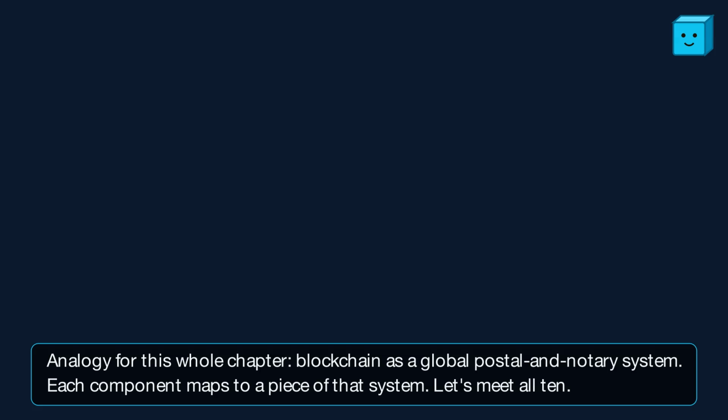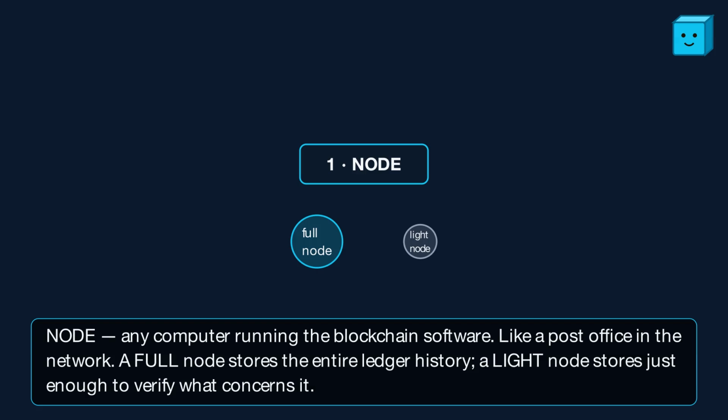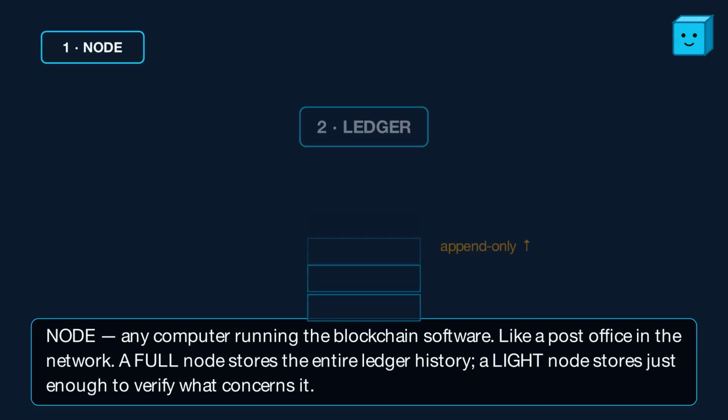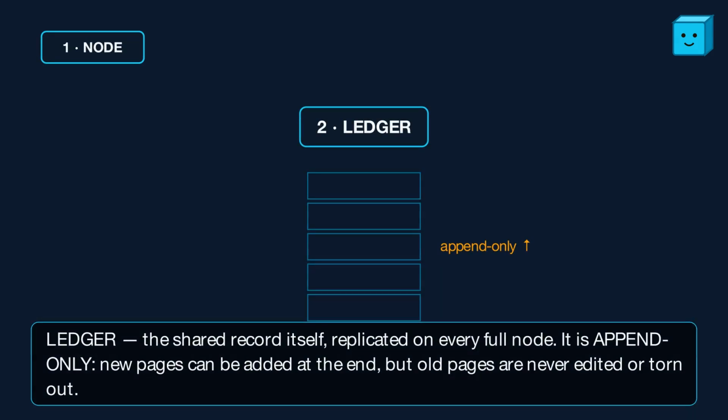Let's meet all 10. Node. Any computer running the blockchain software. Like a post office in the network. A full node stores the entire ledger history. A light node stores just enough to verify what concerns it. Ledger. The shared record itself. Replicated on every full node. It is append only. New pages can be added at the end, but old pages are never edited or torn out.